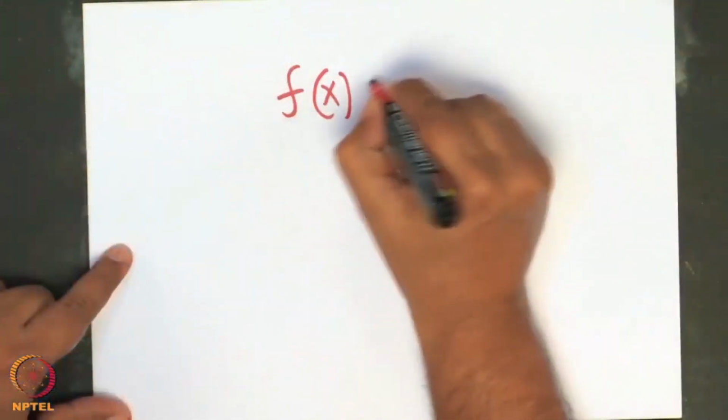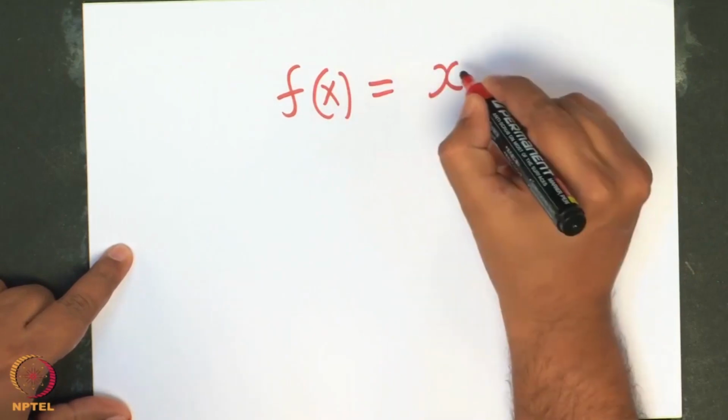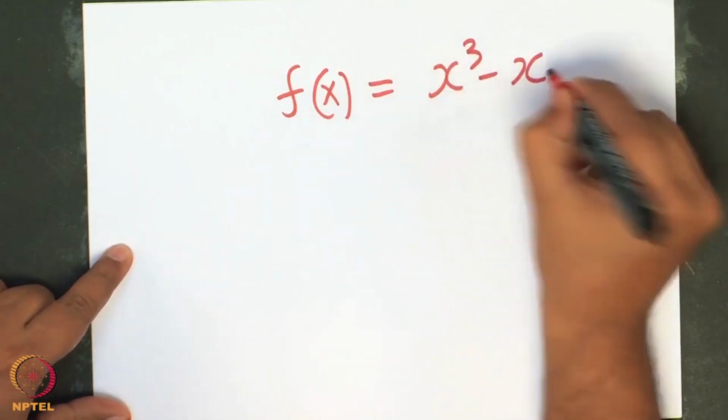So, let us take a simple example. Let us take some simple function, f of x is equal to x cubed minus x.